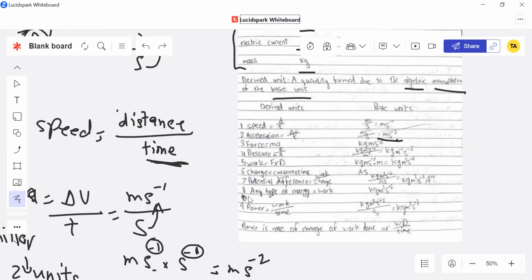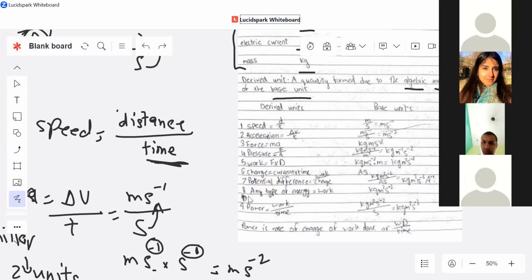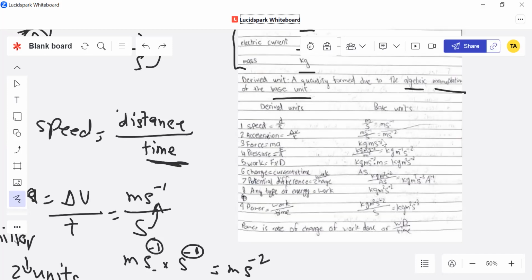So I recommend you guys memorize the basic ones, meaning speed, acceleration, force, pressure, work done, because you won't get enough time in the exam to do this part yourself. So it's better if you simply memorize all of these. So let's do a difficult one now.